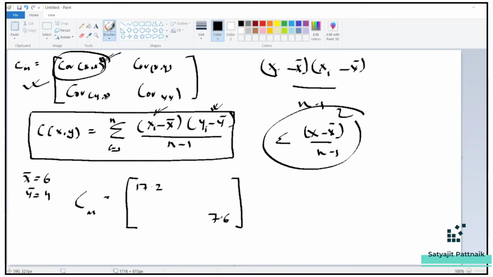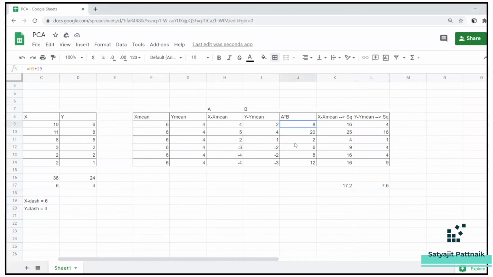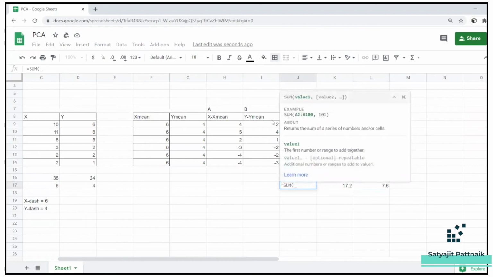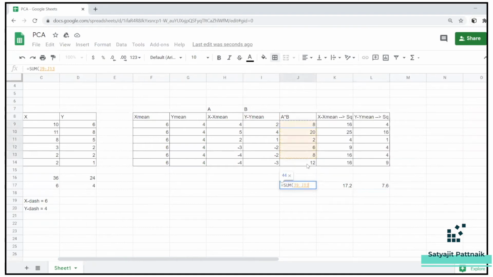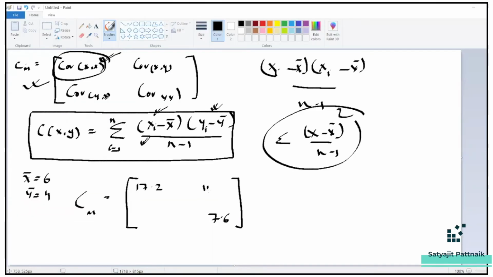Now what will be the other values? Which is nothing but x minus x dash into y minus y dash divided by n minus 1. So this equals the sum of this particular column divided by n minus 1. It's going to be 11.2. So let's write it down, 11.2, 11.2. Okay, I hope it's clear. So this is how my covariance matrix looks like.